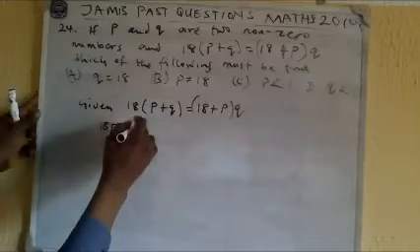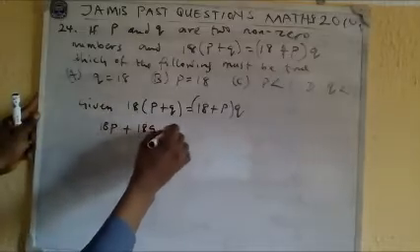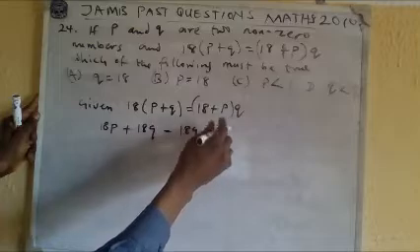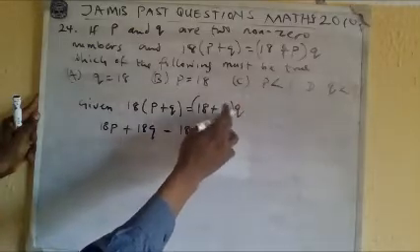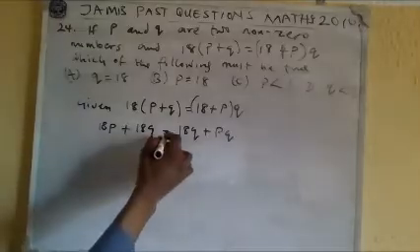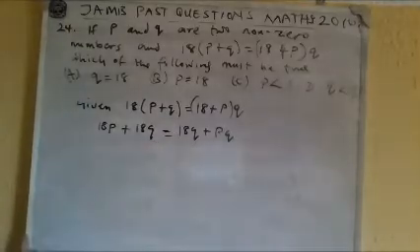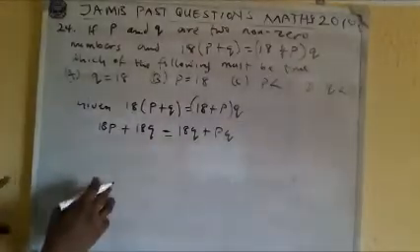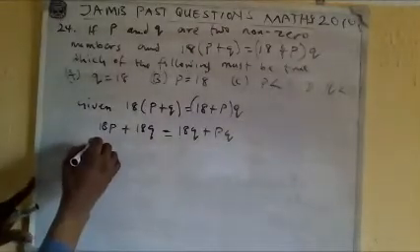Plus 18 times Q is 18Q, equals Q times 18 is 18Q, plus P times Q. Q times P is PQ. Now, having done that, we can collect like terms. The 18s here can cancel. Let me just do it that way.